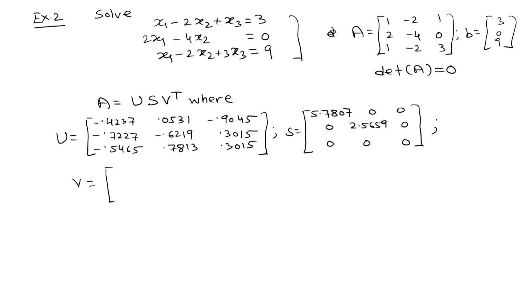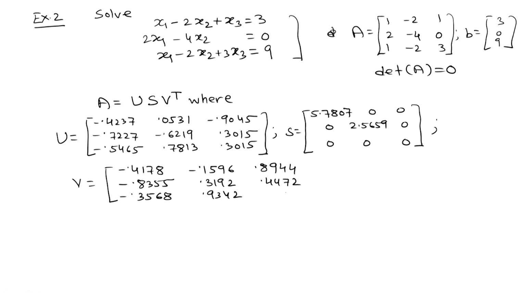is given as 0.4178, minus 0.1596, 0.8944, 0.8355, 0.3192, 0.4472, and then minus 0.3568, 0.9342, and 0.